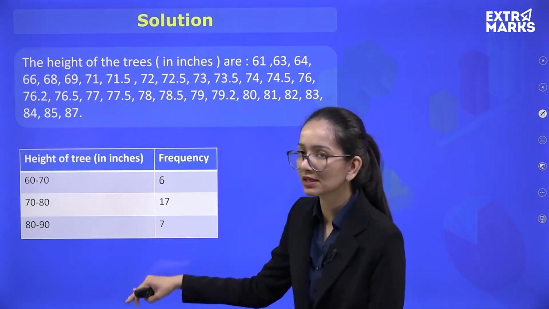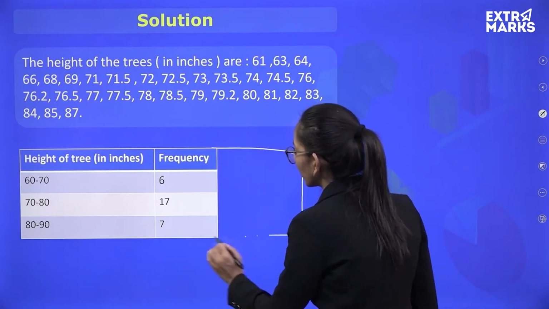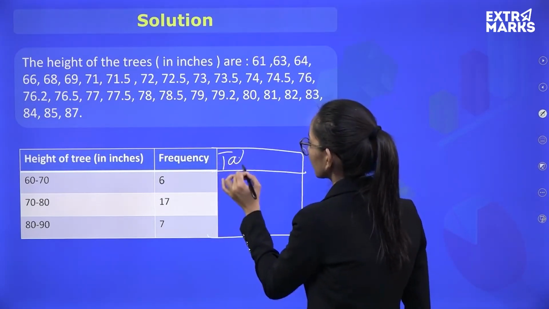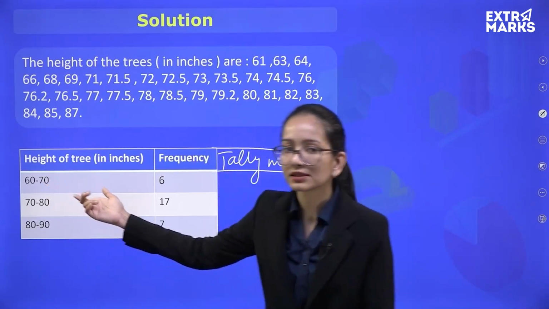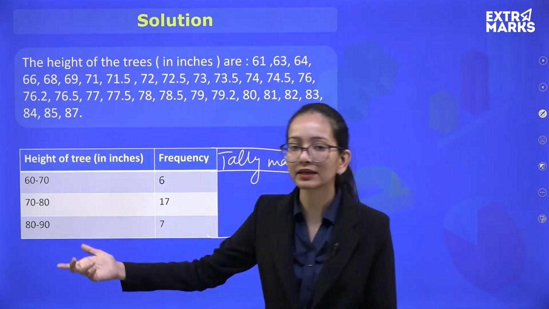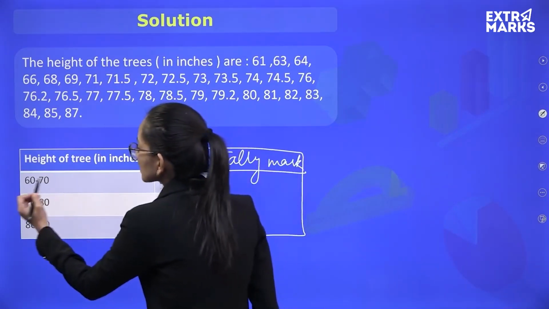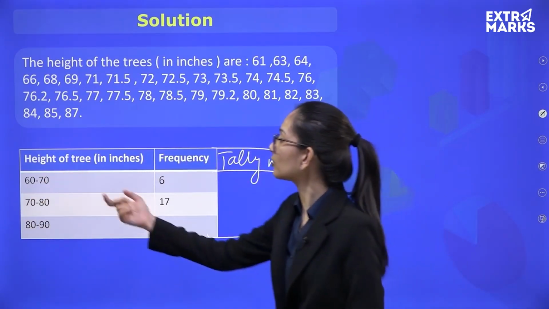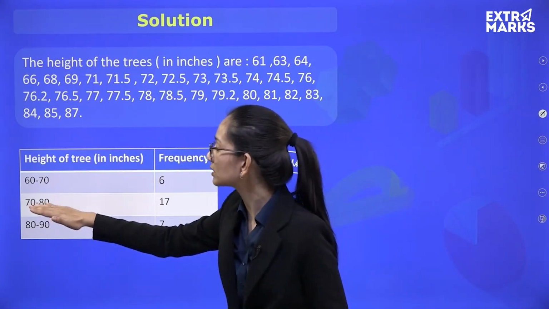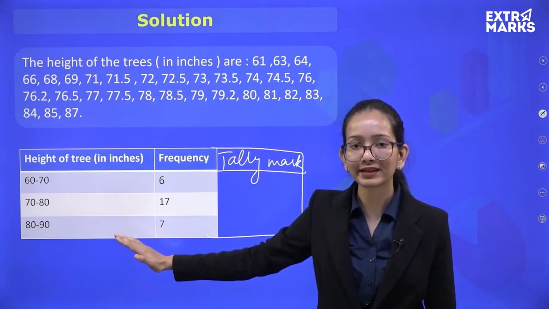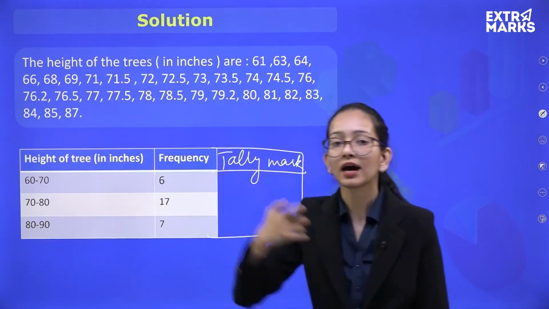In order to make this table, you can have 2 or 3 columns. The third column is for tally marks. If you're interested in putting the tally marks, you can also put that. So height of tree is 60 to 70, 70 to 80, 80 to 90. What I have done, I have made the group of height 60 to 70 inches. That is, I will count those trees over here which are lying in this height range. Then after that, I'll count the trees in this height range 70 to 80 inches. Then 80 to 90 inches. So I have grouped the height of trees.